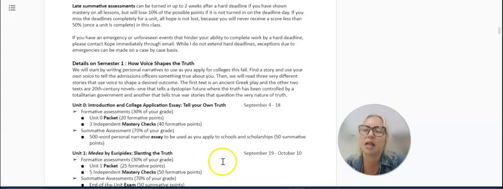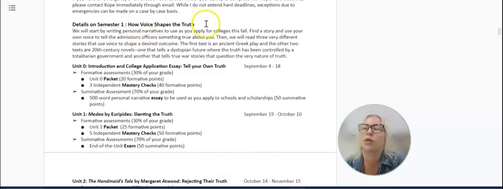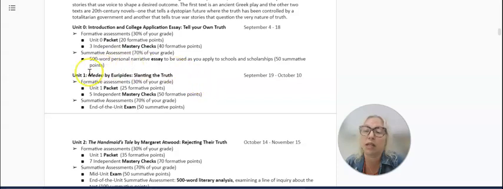The details on semester 1, this is semester 1 broken down: how voice shapes truth. And we have unit 0, which is about you telling your own truth as you write your college application essay. Unit 1 is that ancient Greek text, and it's about how Medea slants the truth. It's about how she makes the truth what she wants it to be in order to get what she wants.